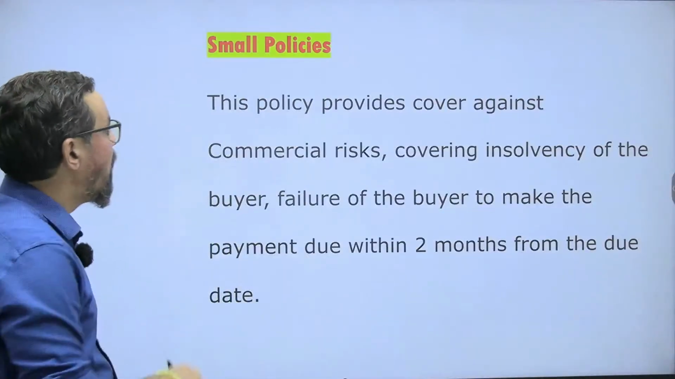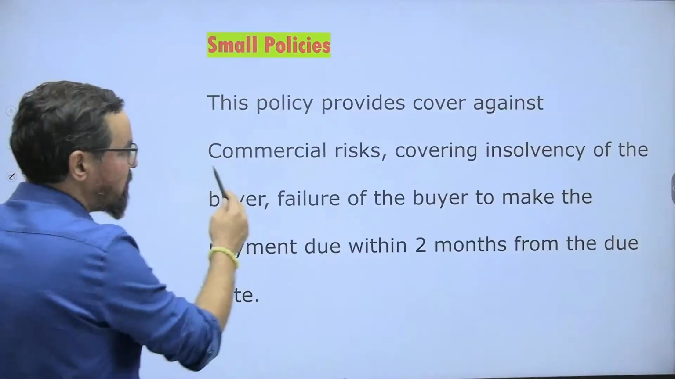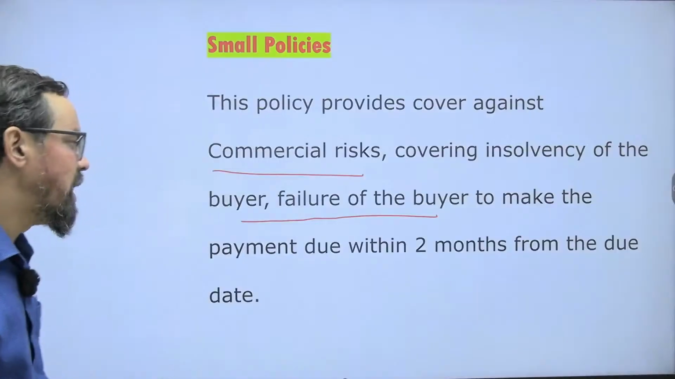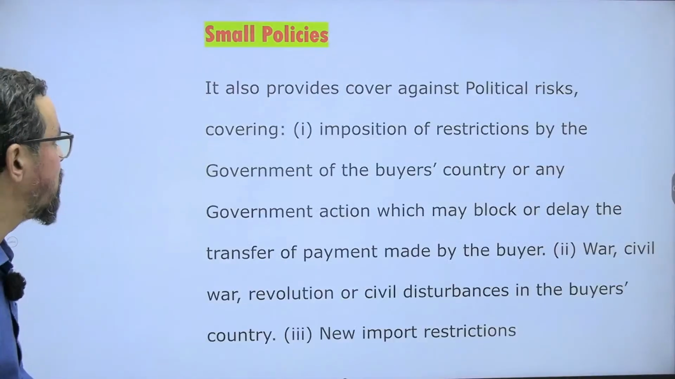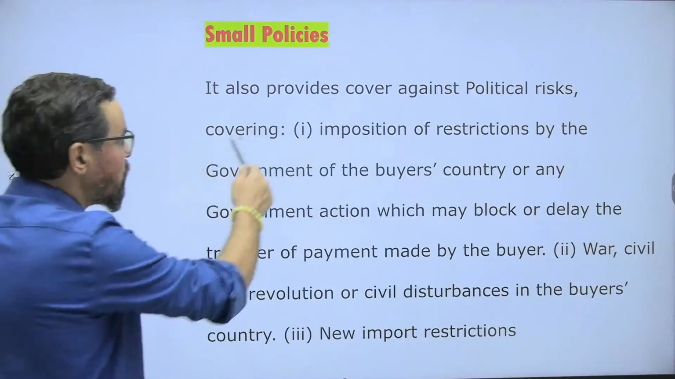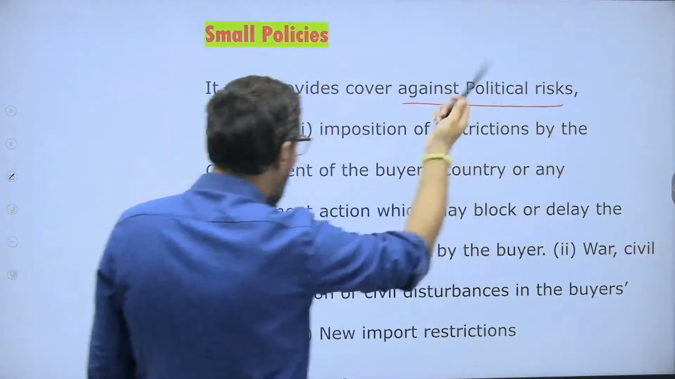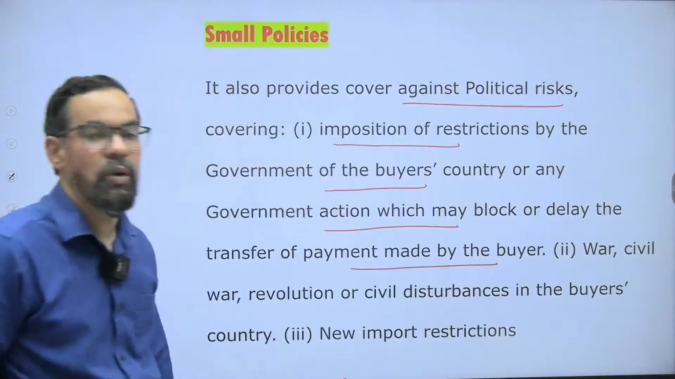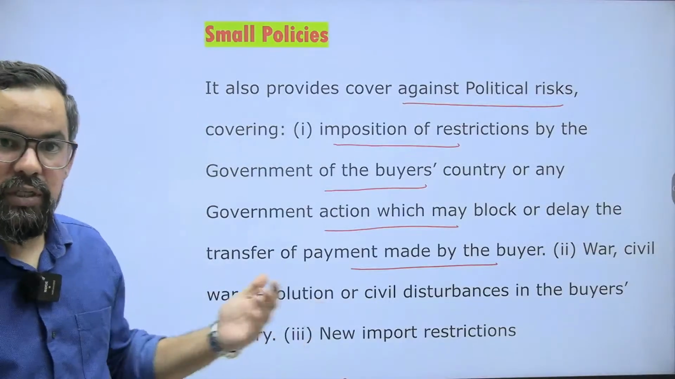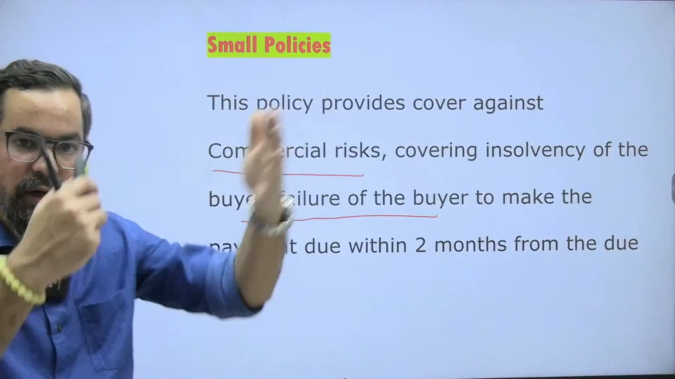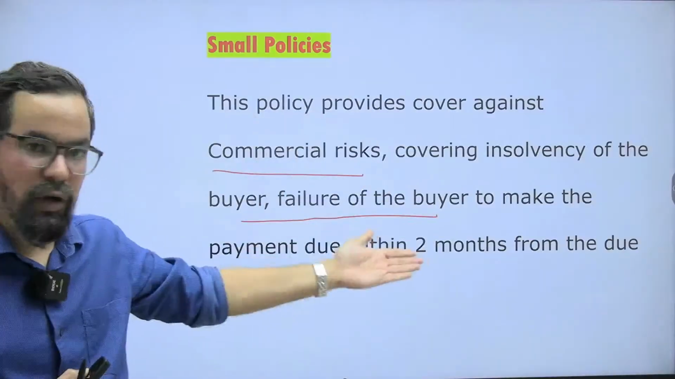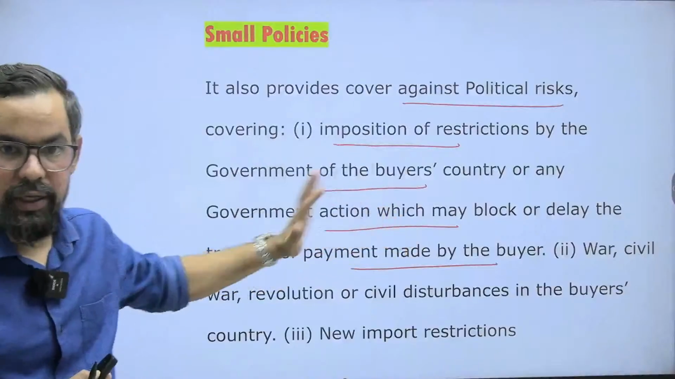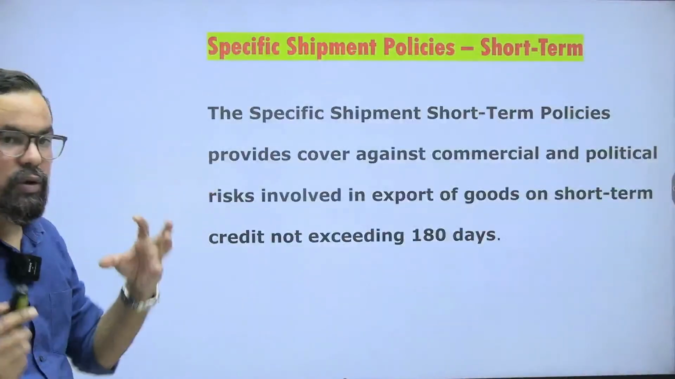The policy provides cover against commercial risk, covering insolvency and the buyer's failure to make payments within 2 months of the due date. It also provides political risk cover, same things. If it is about the small policy, which is provided within a time frame of 12 months and 50 lakh turnover, it covers your commercial risk as well as political risk. Nothing new, only the time duration and the limit differ.